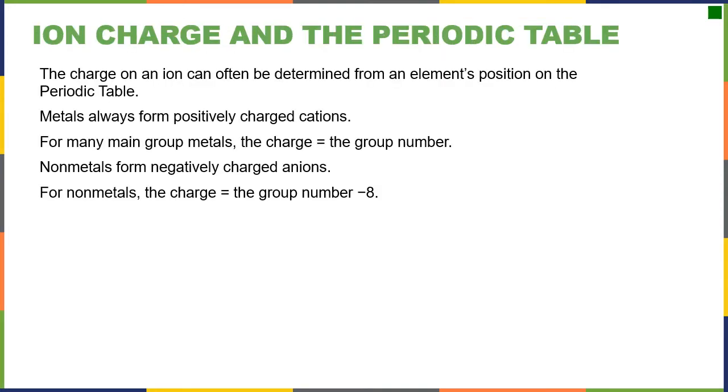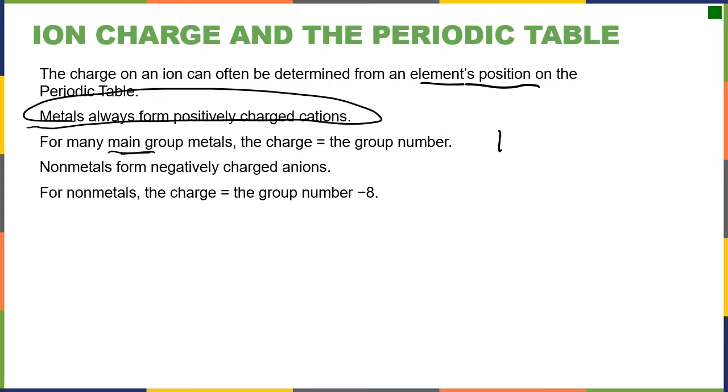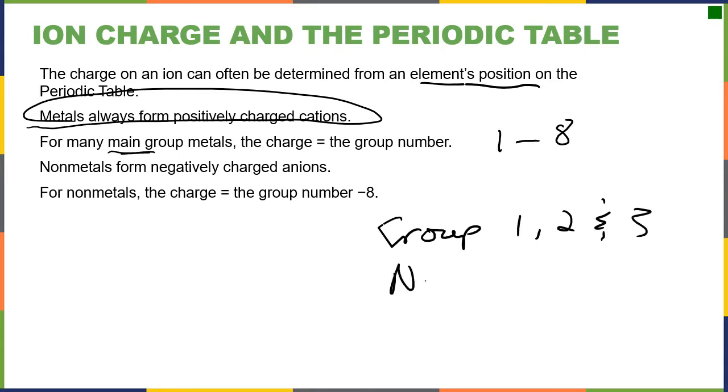So, charges. We can predict a lot of the charges from an element's position on the periodic table. We know our metals are always going to be cations, and for a lot of the main group, remember main groups are group numbers 1 through 8, we can frequently get the charge from the group number, and this is particularly the case with groups 1, 2, and 3. Things like sodium and magnesium and aluminum. Sodium is in group 1, and the group number is going to be its charge. Magnesium is in group 2, and the same here. Its group number is going to be the charge. Now we know these are positive because these guys are metals.